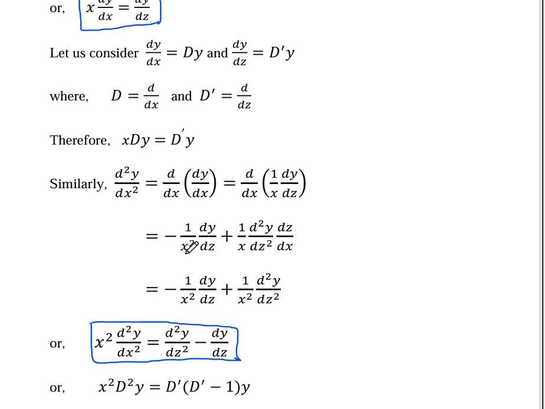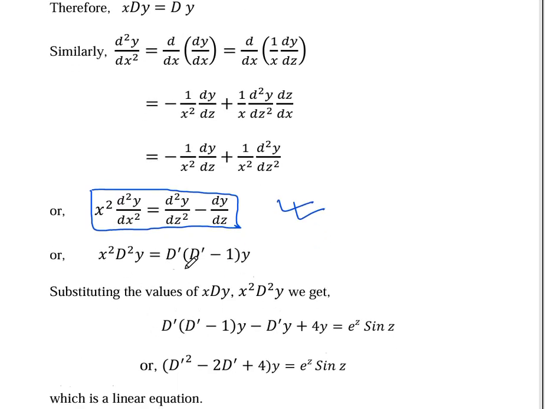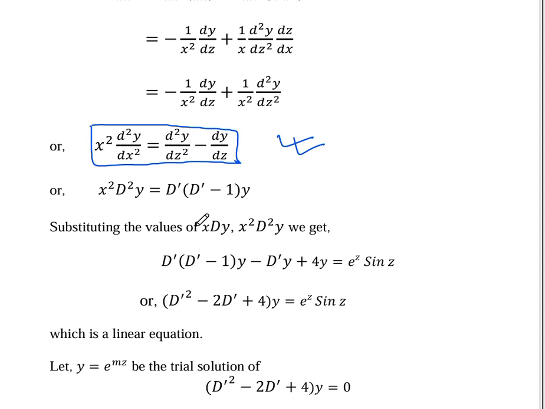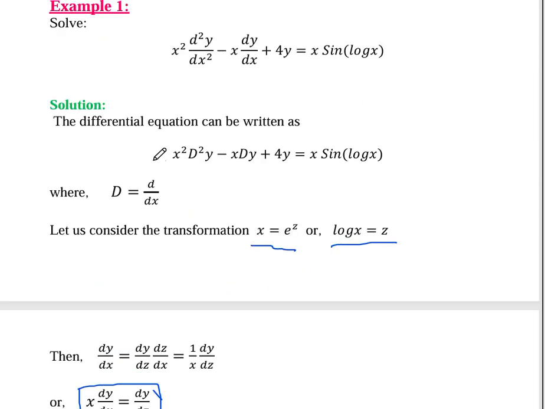But if we are having 3 marks or 4 marks, we can write this directly, because both are the same in all the questions of Cauchy Euler differential equation. So this one is x squared d2y equal to D dash into (D dash minus 1) y. Now we are going to substitute in the given equation.